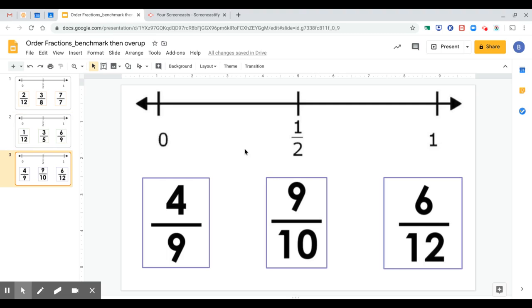All right, finally, we have 4/9, 9/10, and 6/12. So what I'm going to do is give you guys some time to solve this, and we'll check our answers the next time we meet in class.